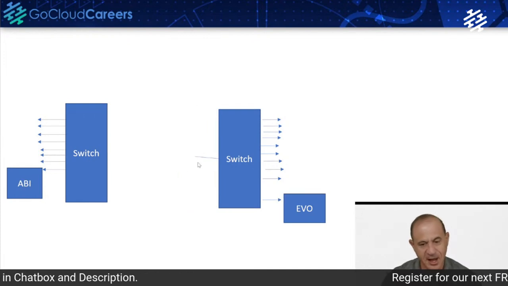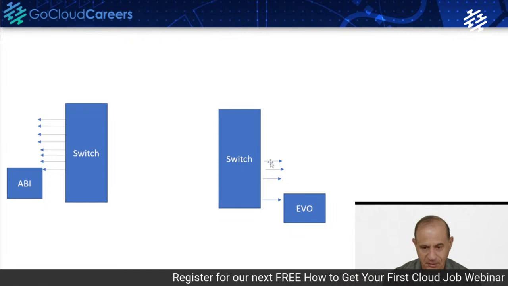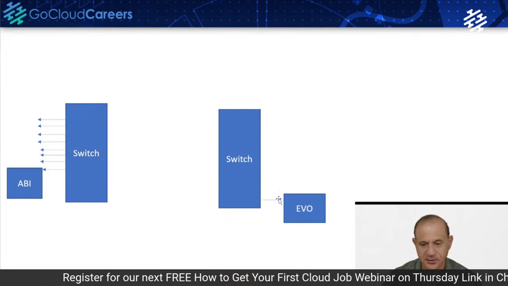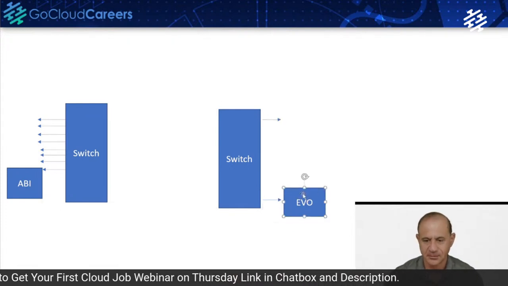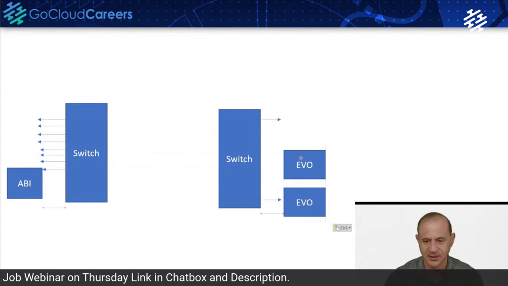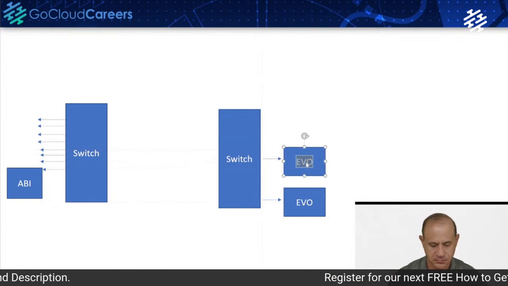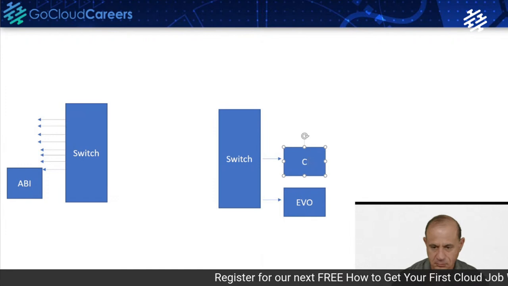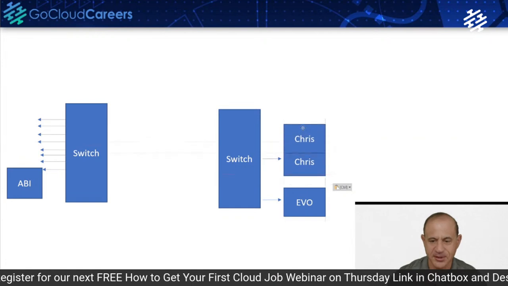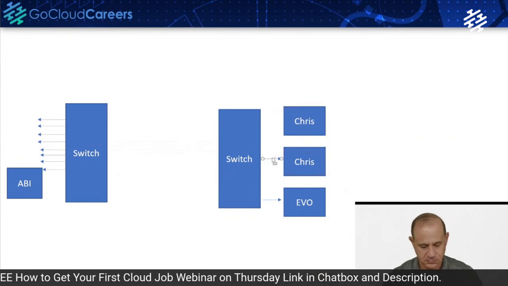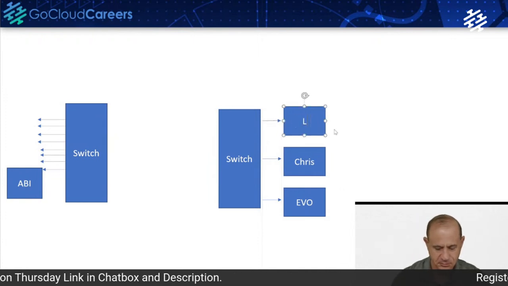Now, got a router over here. And this is why routers are so cool. But let's say we've got three VLANs over here. We've got Evo in a VLAN. And let's say we've got Chris in another VLAN. And in addition to that, we got Leo in a separate VLAN. They're all in different VLANs.